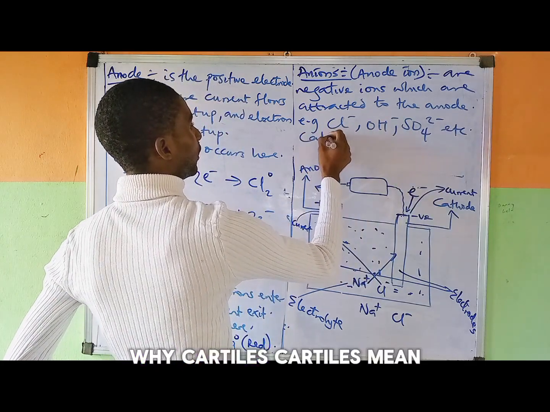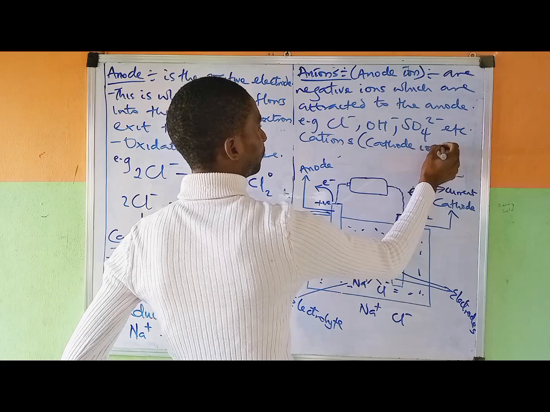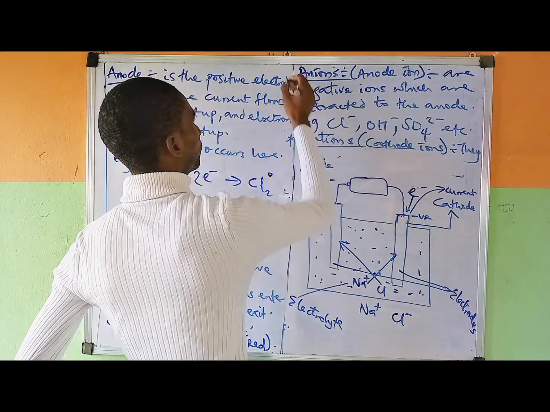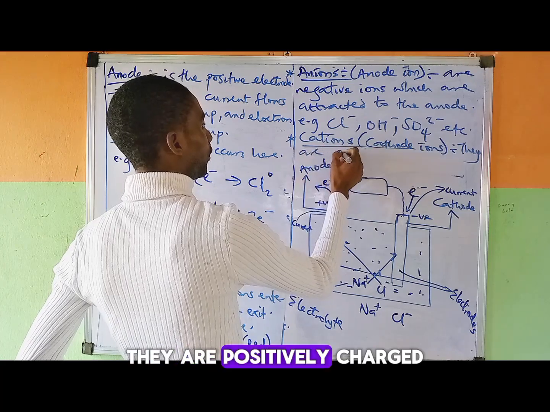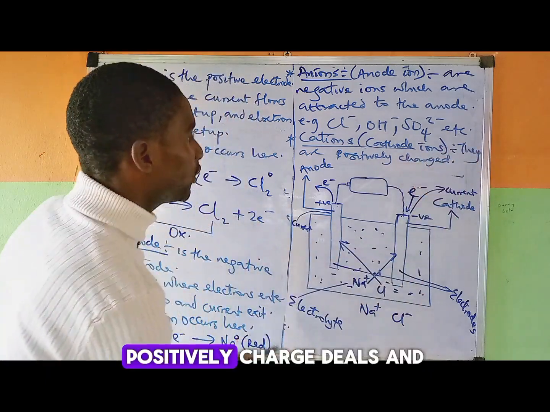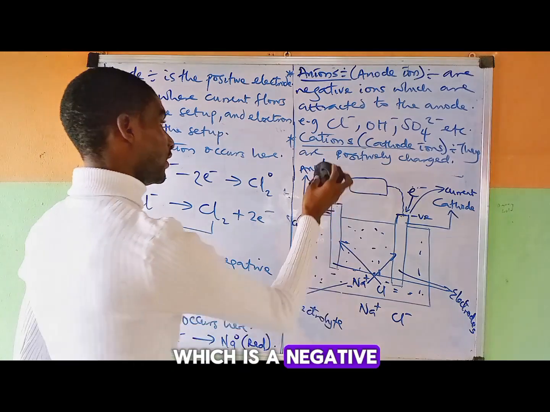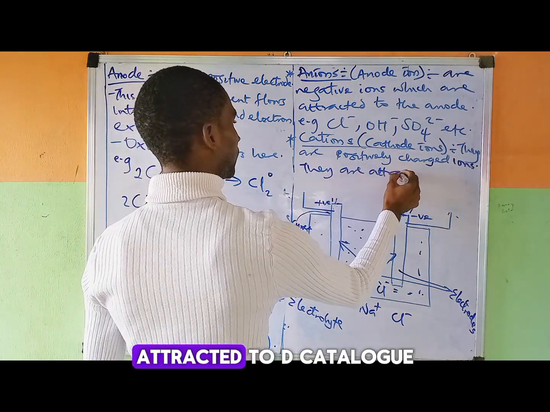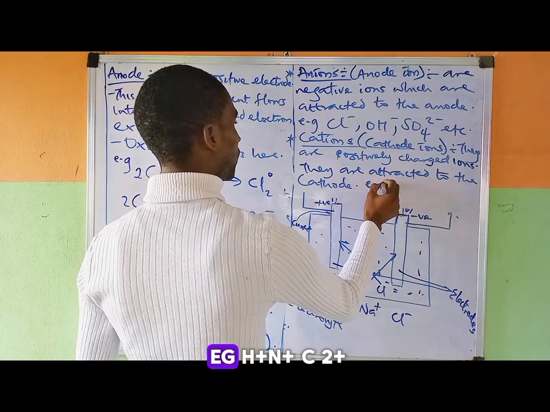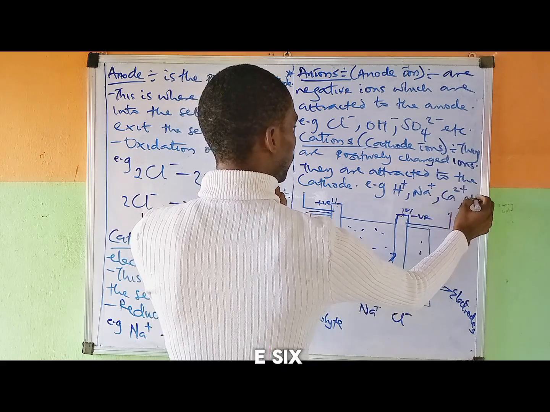While cations mean cathode ions. They are positively charged ions, and they are attracted to the cathode, which is negative, e.g. H plus, Na plus, Ca2 plus, etc.